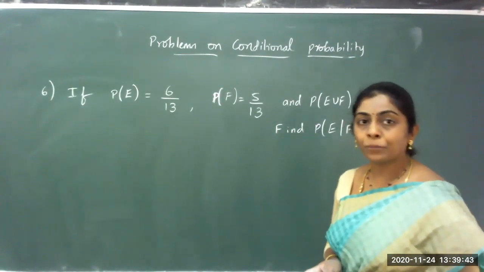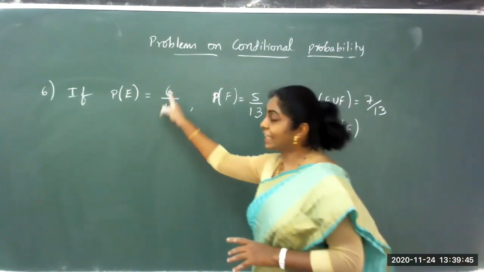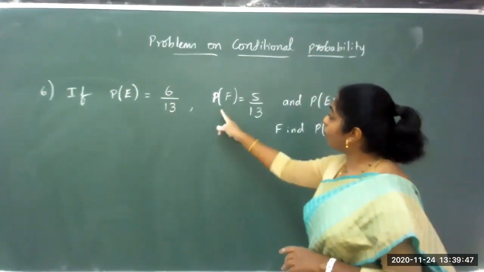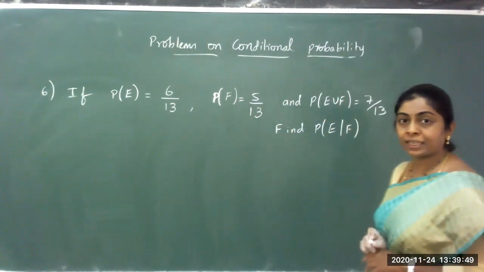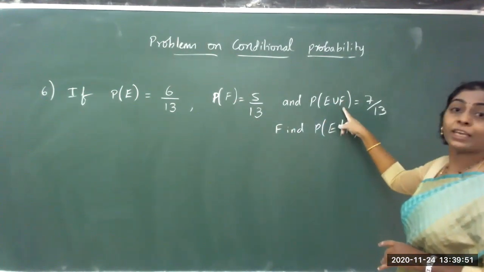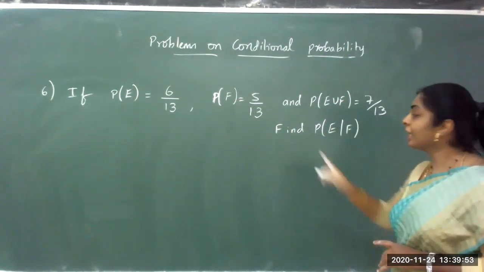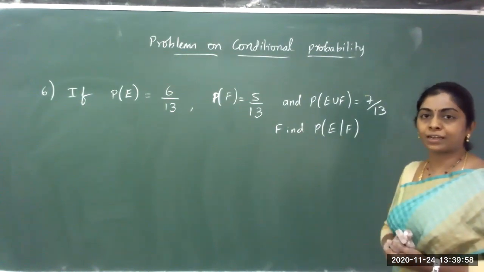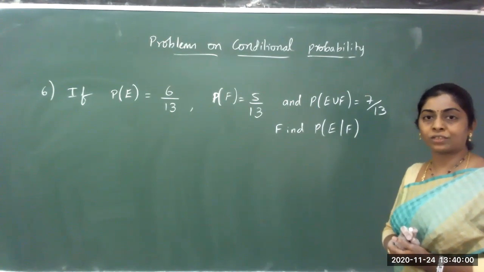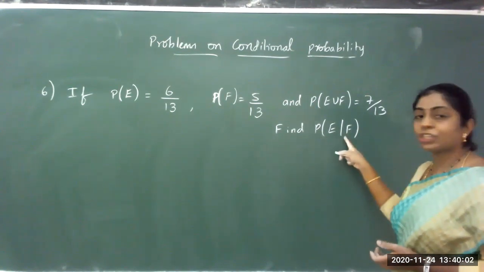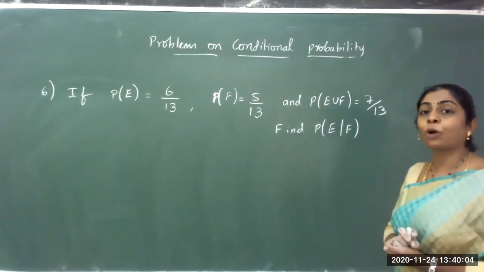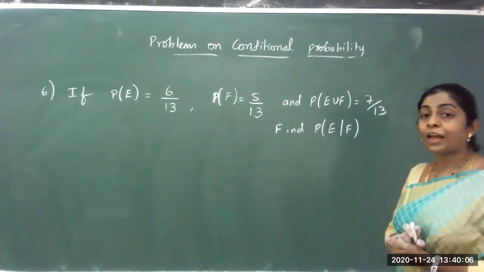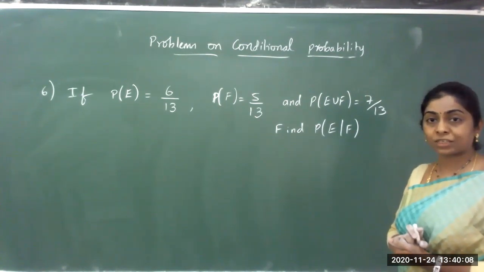Next one: probability of event E is 6 by 13, probability of event F is 5 by 13, and probability of E union F is 7 by 13. Find the conditional probability of E given that F has occurred. Let us see how to rearrange. If I want the conditional probability, I need probability of E intersection F, but I don't have it.